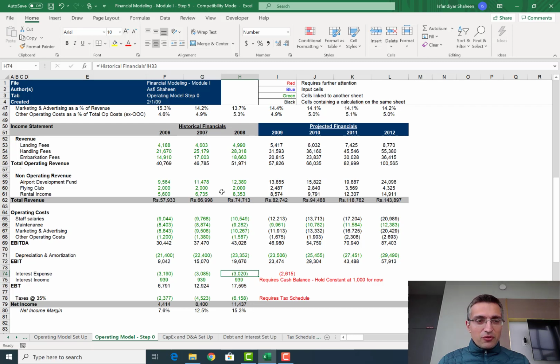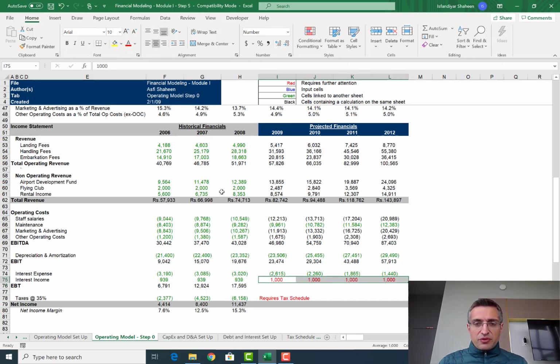So I'm going to copy the formatting from cell H74, hit Alt E S T to copy the formatting, and then copy this to the right. Interest income we cannot calculate for now because we need to finish off the balance sheet. This is the whole circular reference conversation that I had earlier. For now, just input a fixed number. We're just going to input 1,000,000 or 1,000 for now, and this brings us down to earnings before taxes.